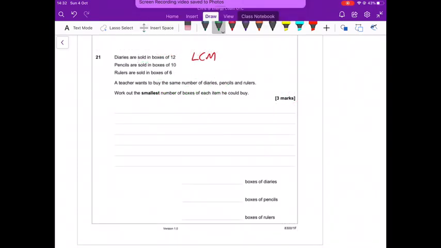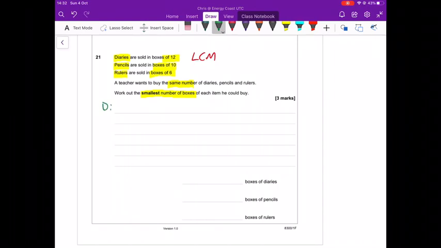Question 21 about the lowest common multiple. I just messed up this question, which is why I'm doing it again. Let's read it really carefully. Diaries are sold in boxes of 12. Pencils are in boxes of 10. Rulers are in boxes of 6. The teacher wants to buy the same number of diaries, pencils and rulers. Work out the smallest number of boxes of each item they could buy.